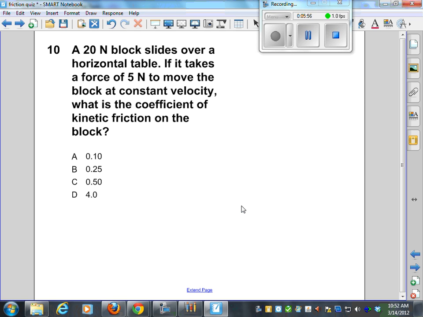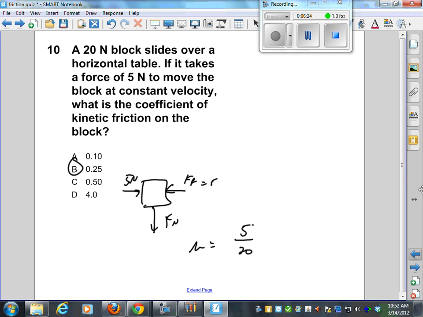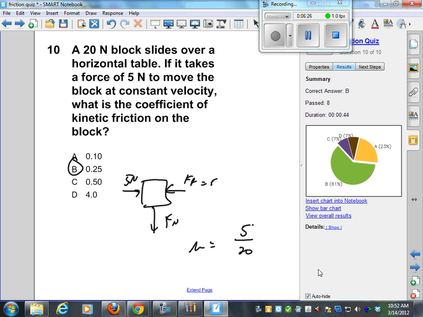Here we're asked for the coefficient of kinetic friction. Okay, well, I'm going to draw a little picture here. 20 Newton block, that's my normal force. And it takes 5 newtons of force, right? That means that friction then is also equal to 5. So my mu value is friction over normal, 5 over 20, 0.25. B. How do we do? Oh, not so good.